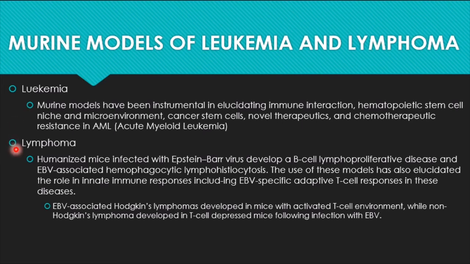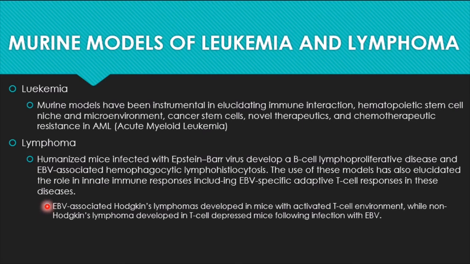In lymphoma, humanized mice infected with the Epstein-Barr virus develop a B-cell lymphoproliferative disease and EBV-associated hemophagocytic lymphohistiocytosis. The use of these models has also elucidated the role of innate immune responses, including EBV-specific adaptive T-cell responses in these diseases.